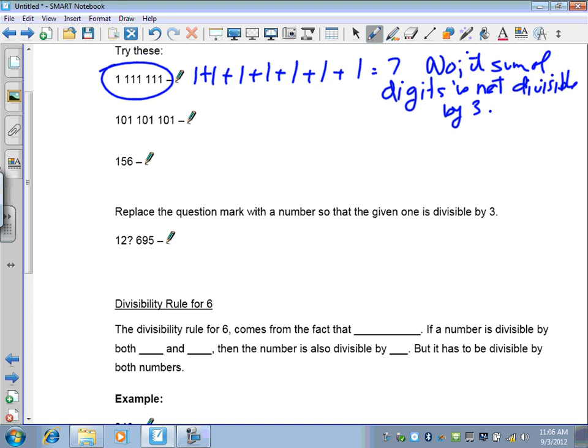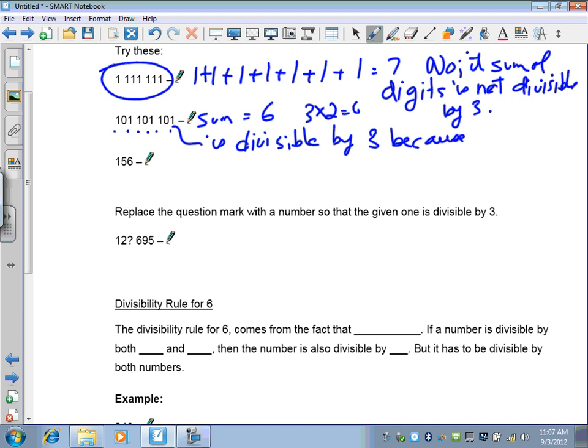Now let's try the second one. 101,101,101. Well, I've got 1, 2, 3, 4, 5, I got 6 digits there. So the sum is equal to 6. Is 6 divisible by 3 evenly? And the answer to that is yes. 3 times 2 is 6. So this number is divisible by 3. I'm having trouble spelling divisible. And the reason is because its sum of digits is divisible evenly by 3.